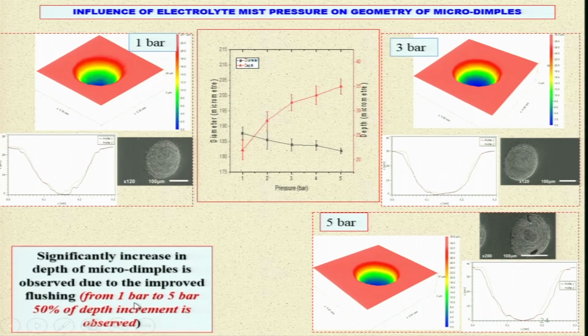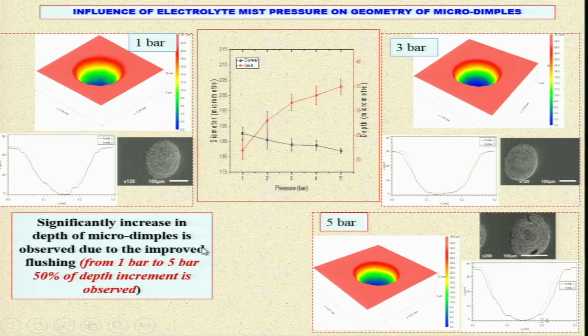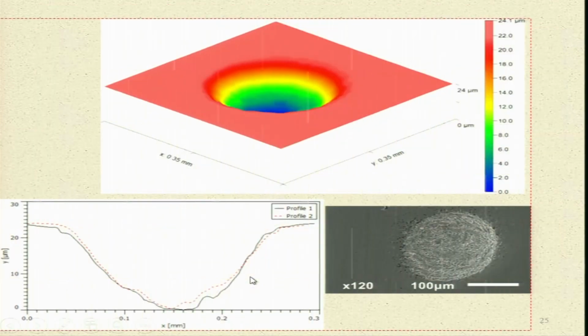There is a significant increase in the depth of micro dimples observed due to the improved flushing. From 1 bar to 5 bar, a 50% depth increment is observed. You can see another example. This is profile 1, profile 2.